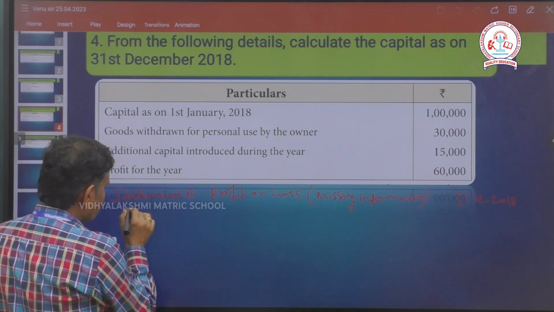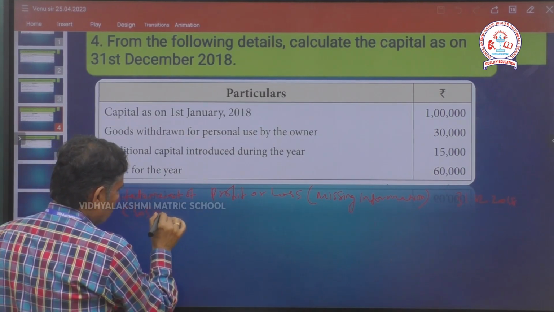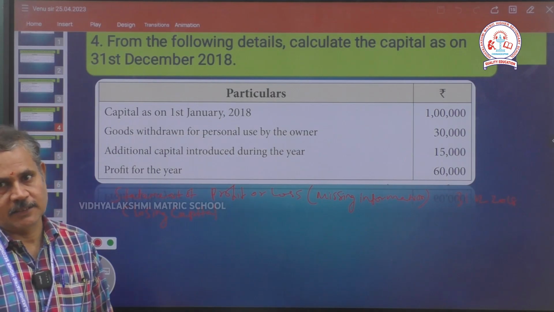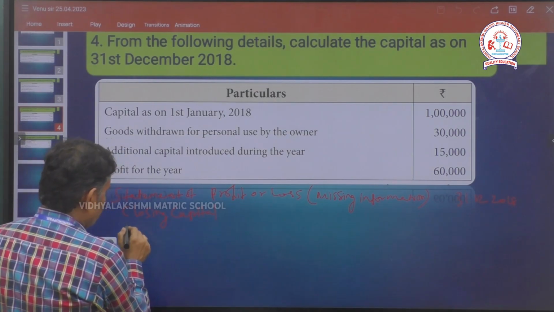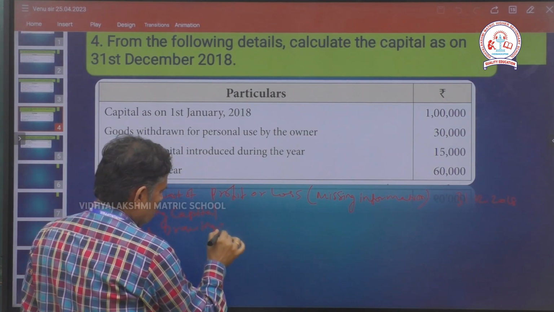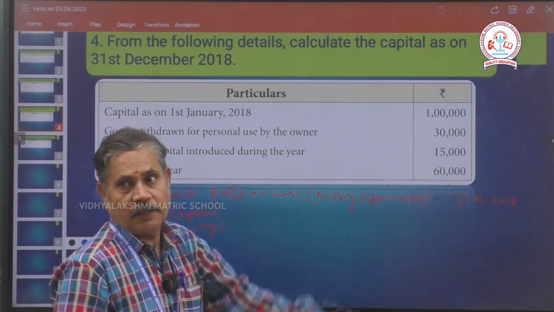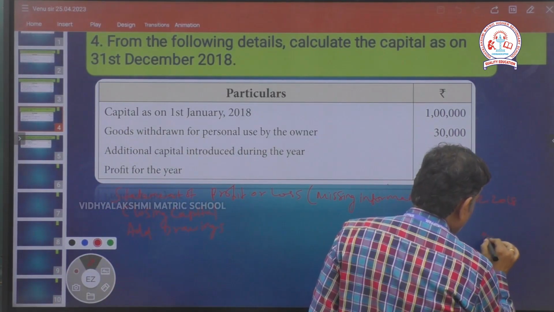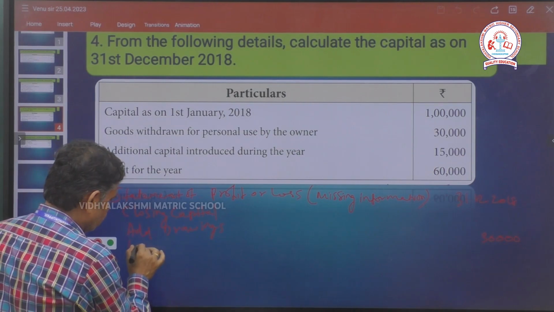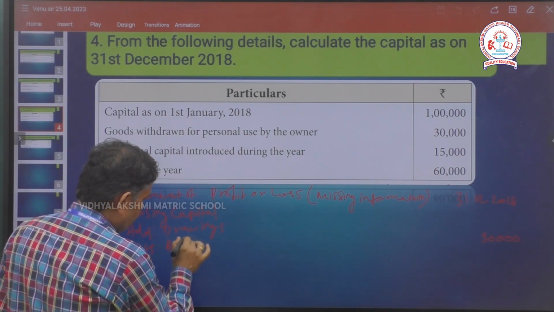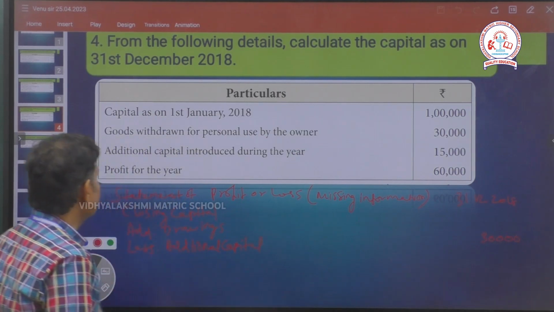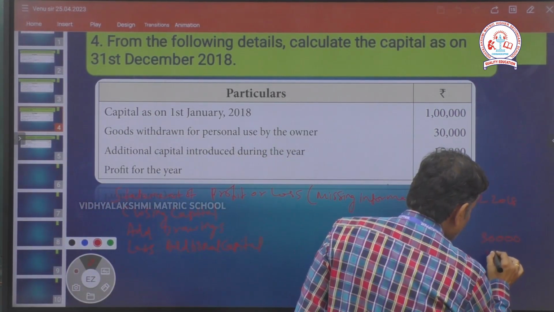We will take the first item, closing capital. So closing capital, we have to find out the answer. Okay, next we will move on. And drawings. What is the value given? The drawings, rupees 30,000. You can write the value here, 30,000. After that, you will take the value less additional capital. What is the value of additional capital given in your book? 15,000.